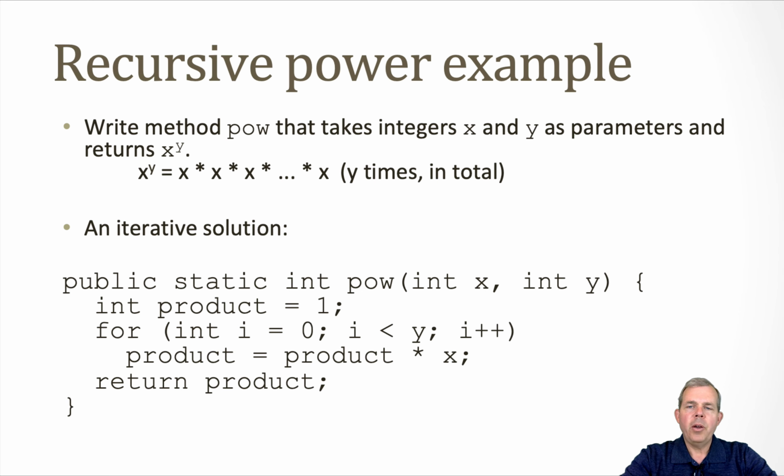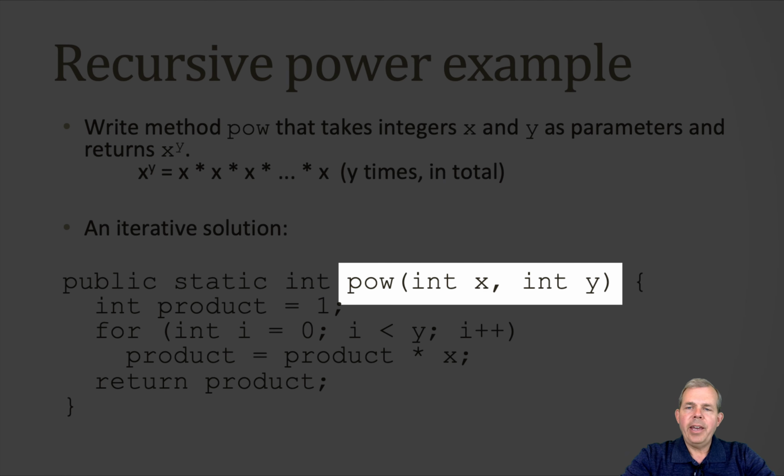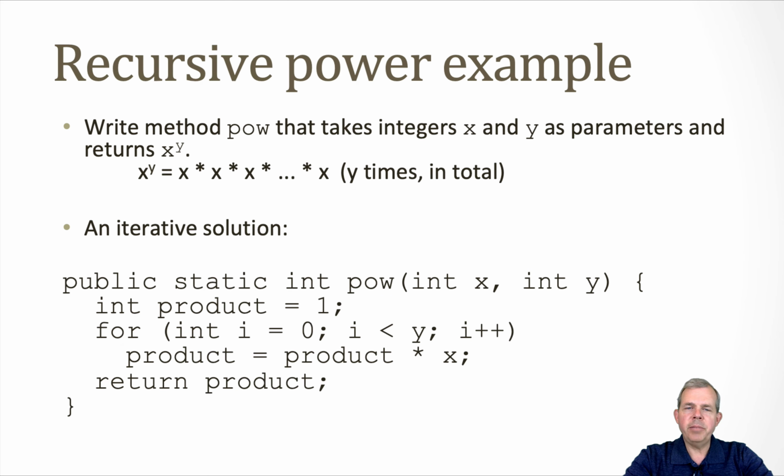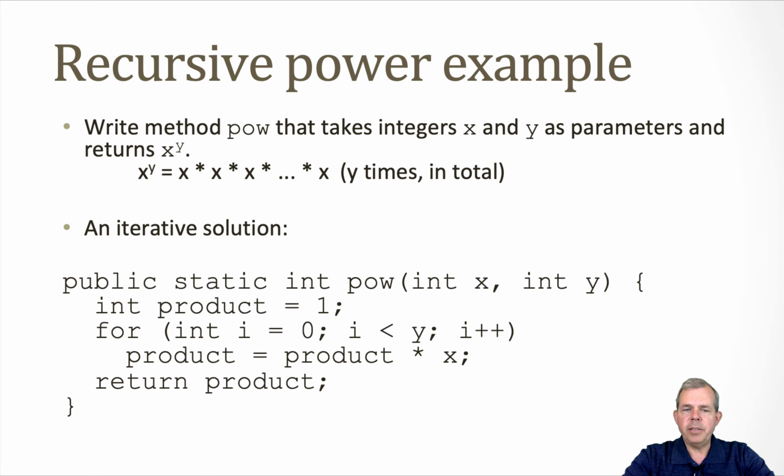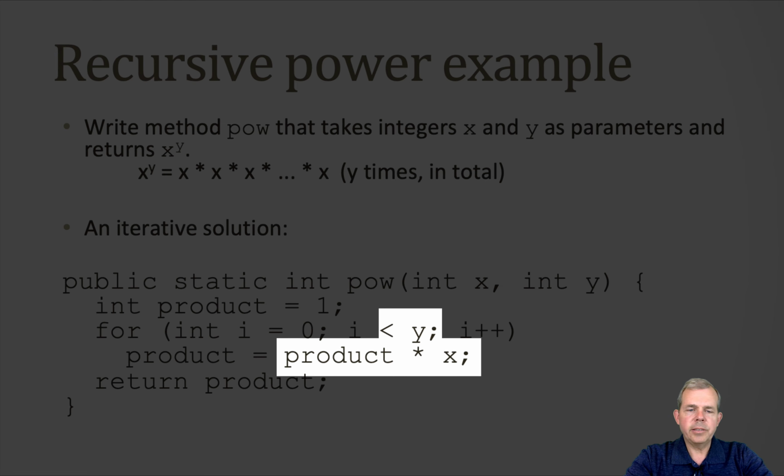Here's another example. We could do a recursion for finding the exponents, or power you might say. So let's write a function called pow, and it returns an exponent of multiplying something to the number of times. So here is an iterative solution. So this is the for loop. So you can see that in iteration we just have an exponent where we have the product times x, and we do it y times.